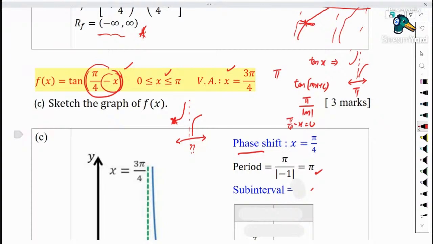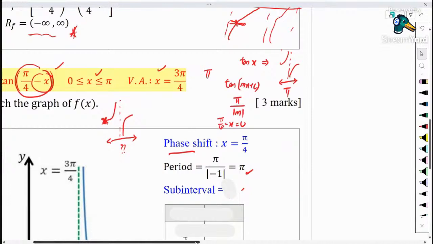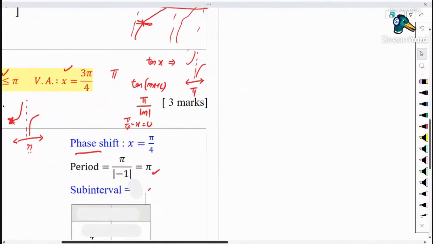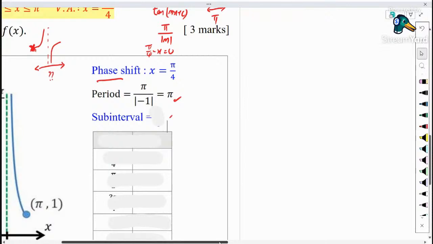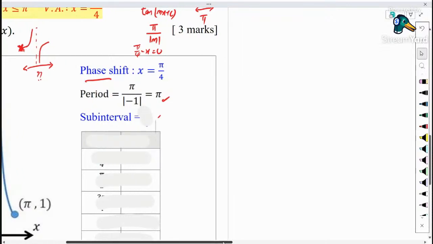The use of the subinterval here is that it helps us determine some important reference points for us to sketch the graph. So for the subinterval, I will consider starting from the phase shift. The next value I want to refer to is based on the period divided by 4. So I will have pi over 4.